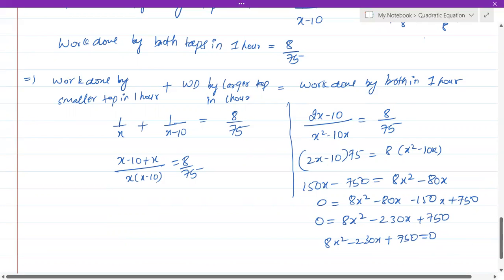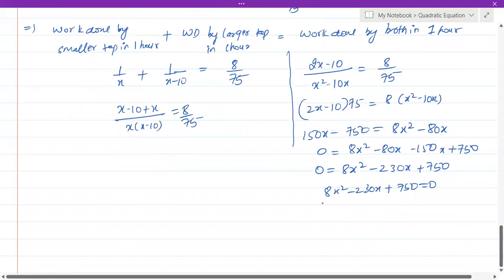Here, actually, you can reduce it. You can divide by 2, yeah, by 2 will be better. If you divide by 2, it will become 4x squared minus half of 230, it will become 115, 115x, half of 750, 375, will be equal to 0. So this is the quadratic equation. Let's recall what we have done here. It's very simple.